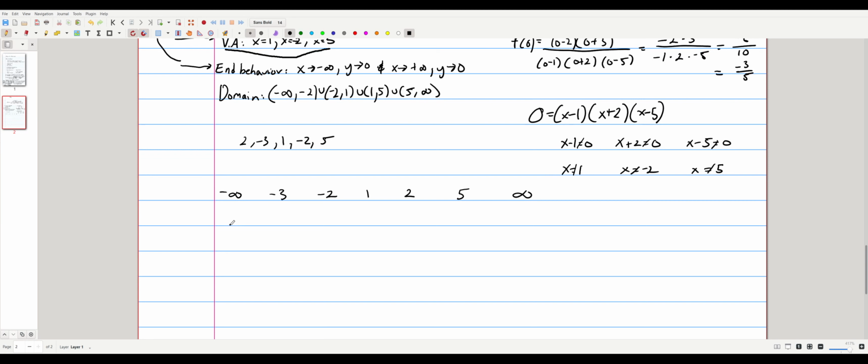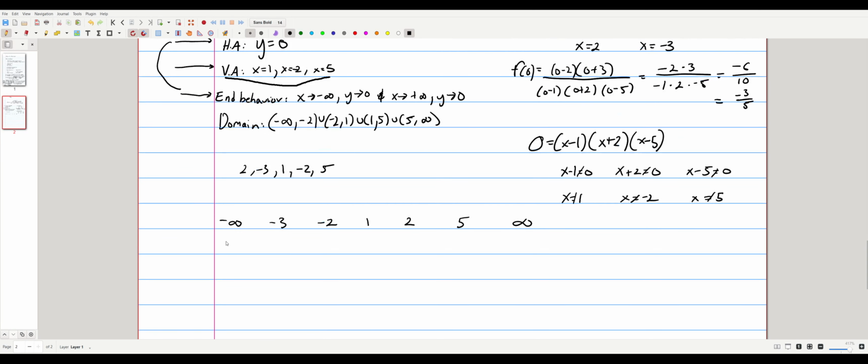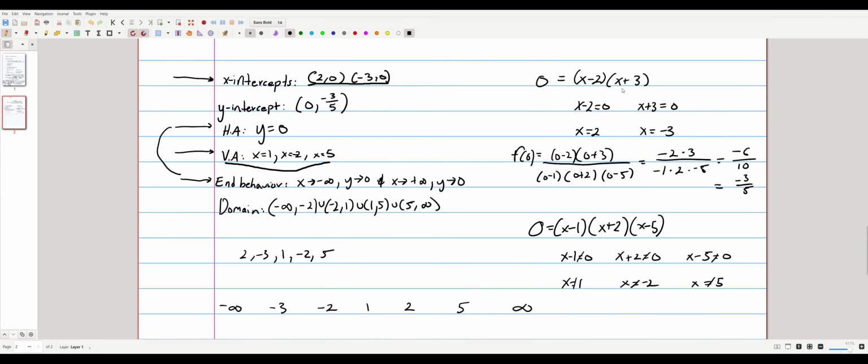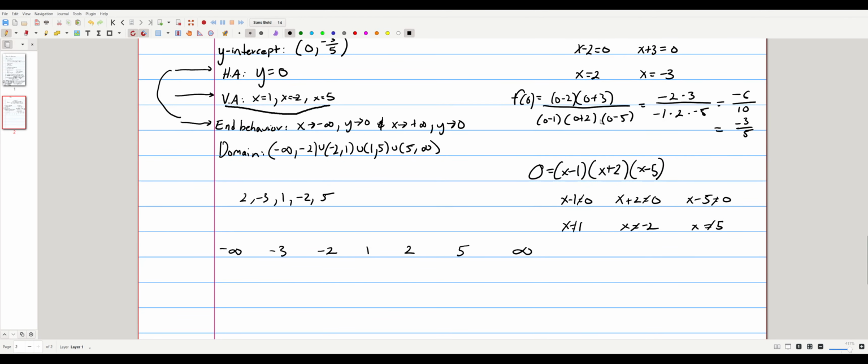Okay, so what you're going to do on the left here is you're going to put all of the factors that made these 0. So for instance, we got -3 from the numerator, right, from setting the top equal to 0, which came from the binomial x plus 3. So that's what we're going to put here. We're going to put x plus 3 here. Okay, where did we get -2 from? Well, that was a vertical asymptote we got from the binomial x plus 2. And so we're going to list that here.